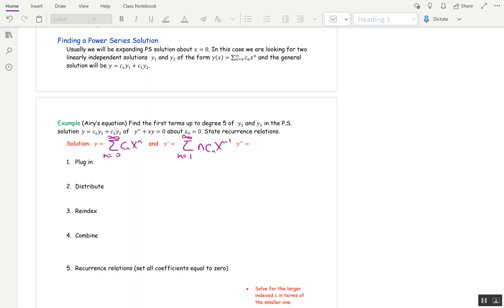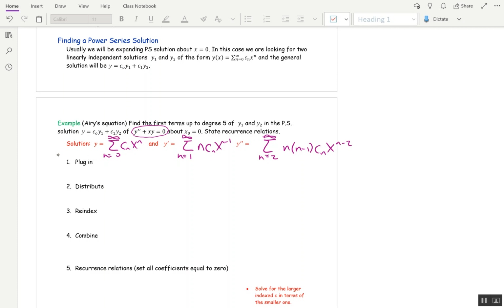And then y double prime, remember for y double prime we're going to start at 2 because the n equals 0 and the n equals 1 terms are 0, so we start at 2. We bring the exponent down, so n times n minus 1 Cn, and subtract 1 from the exponent. So all your power series problems will start with that step. Y prime and y double prime. They'll all look identical to that. What will be different is the equation you plug those functions into. So in this case, we're plugging into this differential equation.